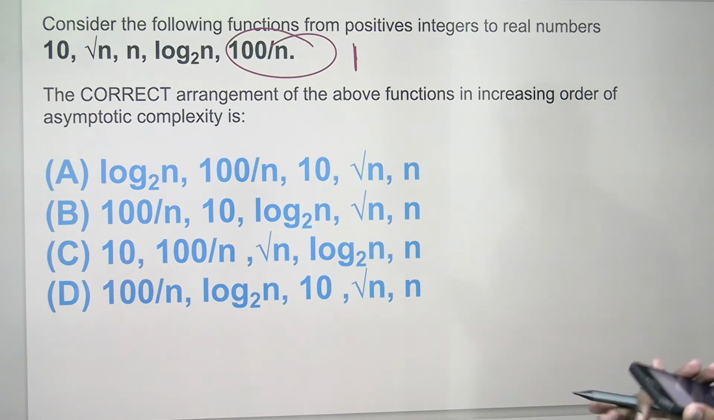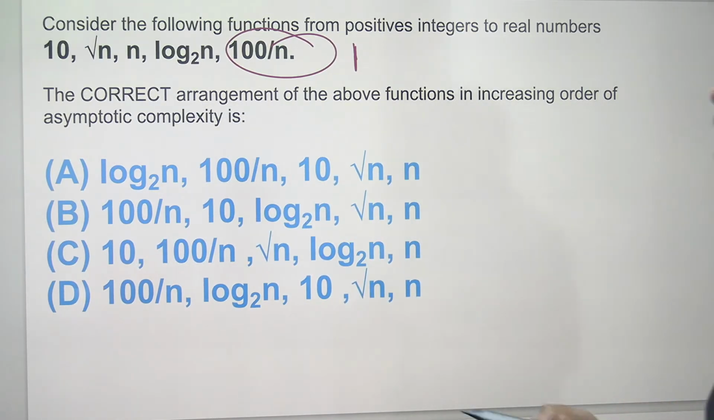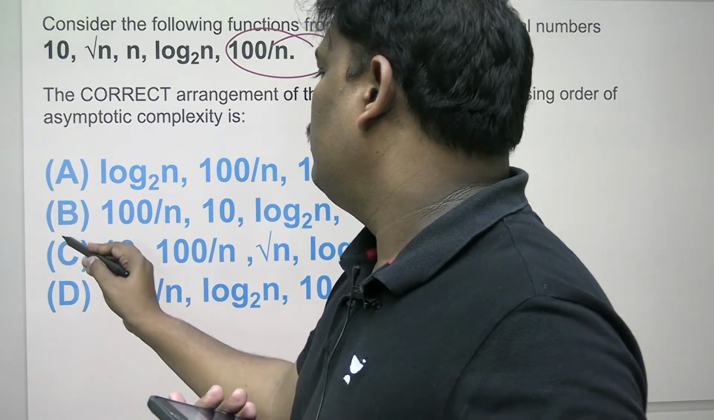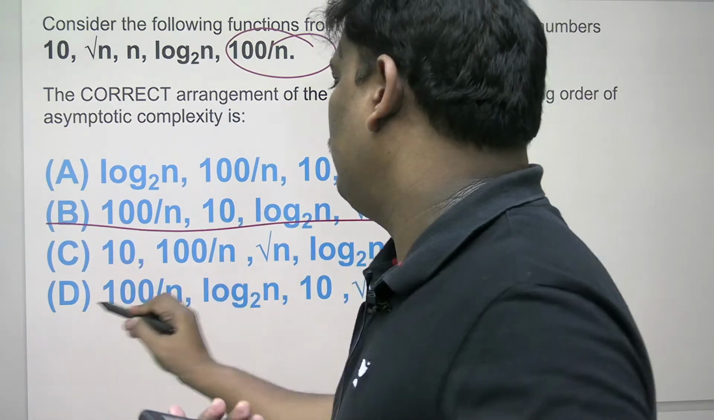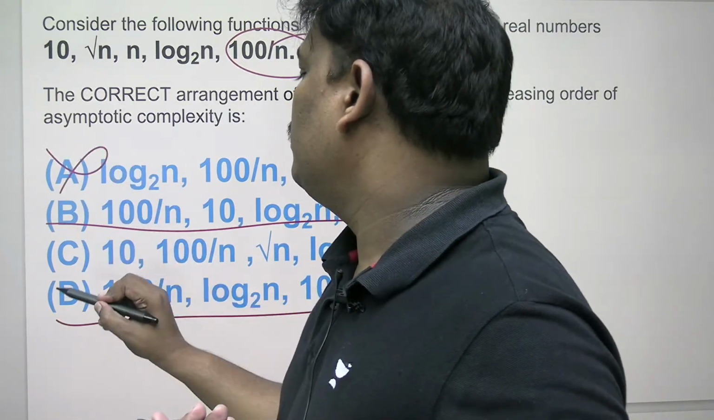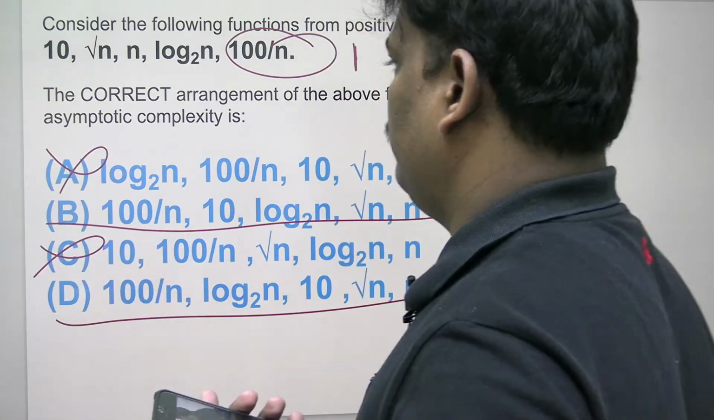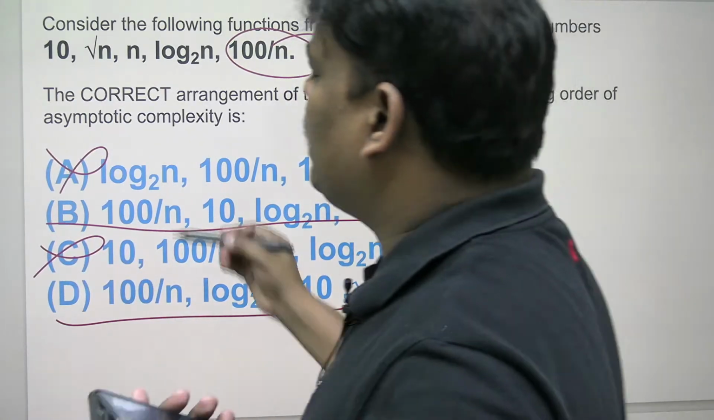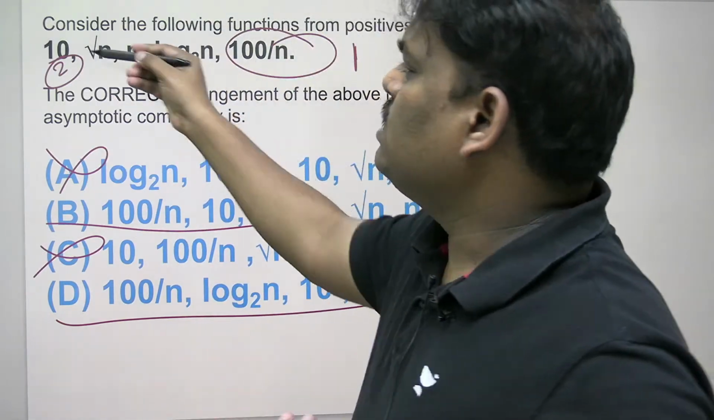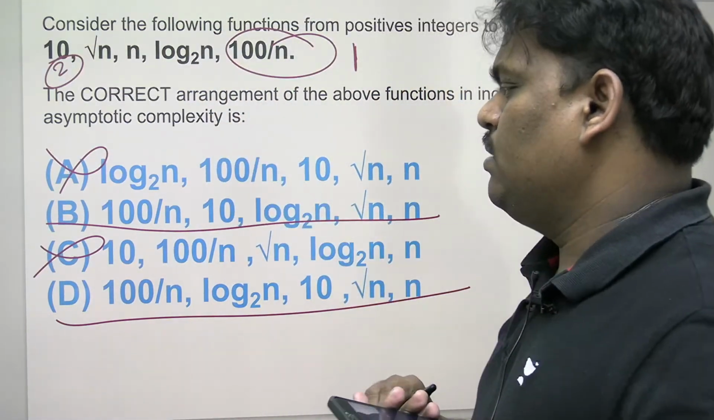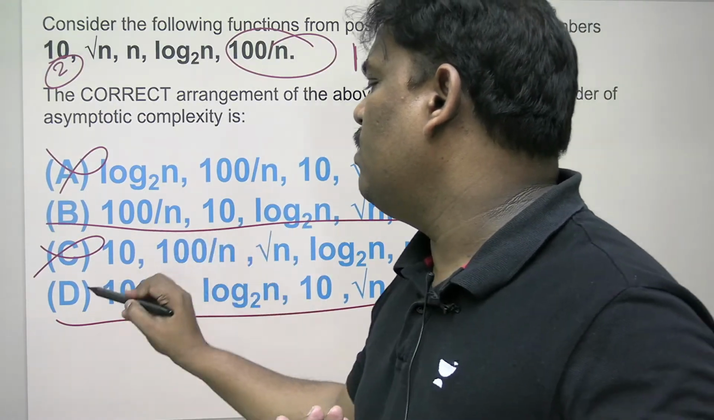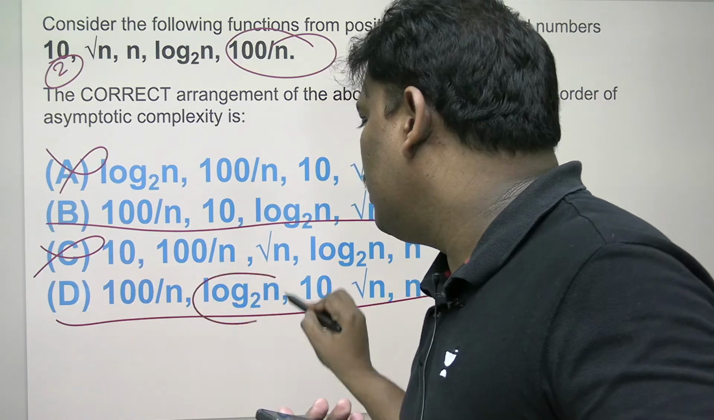I think he's asking increasing or decreasing? Increasing order. So I think the first one is 100 by n. So A cannot be, C cannot be. Next, I think the second one is 10 at the 2. 100 by n is a decreasing function, and 10 at the 2 is a constant function. So after the decreasing function, the constant function. Then log n, right?